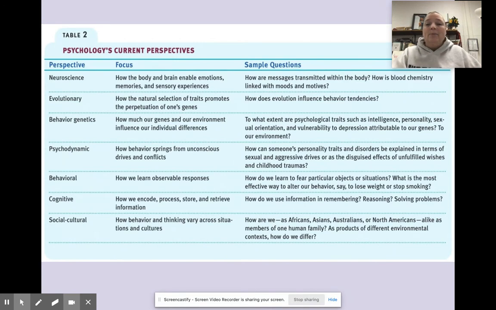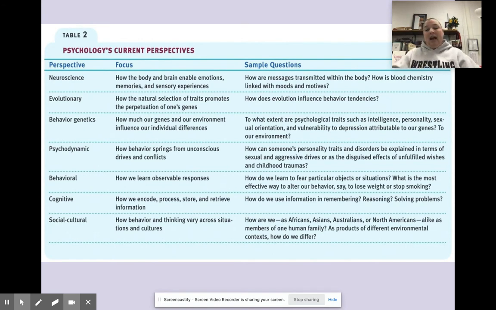Psychodynamic: how can someone's personality traits and disorders be explained in terms of sexual and aggressive drives or as the disguised effects of unfulfilled wishes and childhood traumas? Again, those are those drives that are in our heads, that caveman instinct that Freud would talk about, that drive who we are. Behavioral people: how do we learn to fear particular objects or situations? Why are we scared of spiders or snakes? Where does that come from? What is the most effective way to alter our behavior? Say, to lose weight or stop smoking.